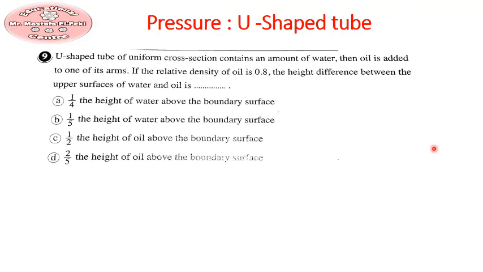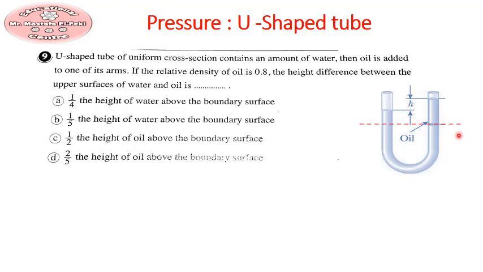A U-shaped tube of uniform cross-section area contains an amount of water. Then oil is added to one of its arms. If the relative density of oil is 0.8 and the height difference between the upper surfaces of water and oil is H, at first, this is the level of water, and this is the level of oil above the surface of water. The height difference between them, then the question means H. What is the value of H?